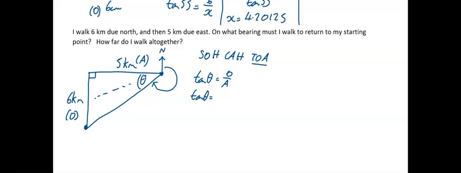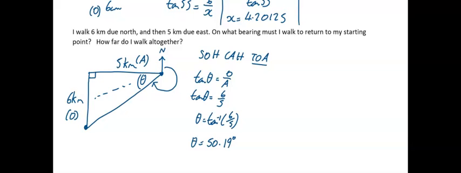Tan of theta is equal to 6 over 5, which means theta is equal to tan to the minus 1 of 6 over 5. Which means theta is equal to tan to the minus 1 of 6 divided by 5, and see what you get. I have got 50.19 degrees. Okay, last thing we've got to do here is find our bearing.